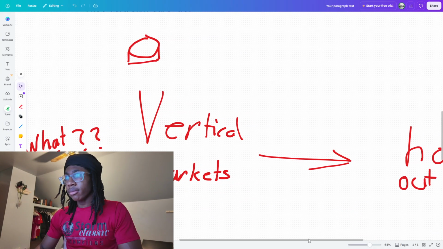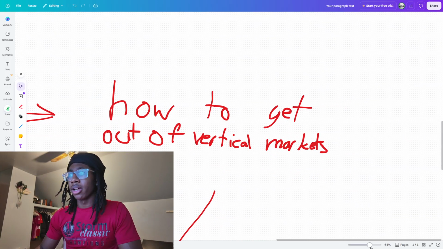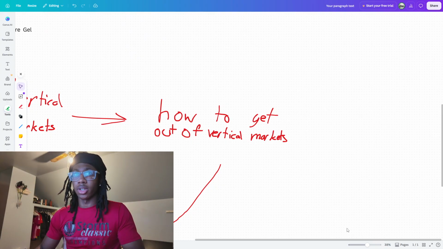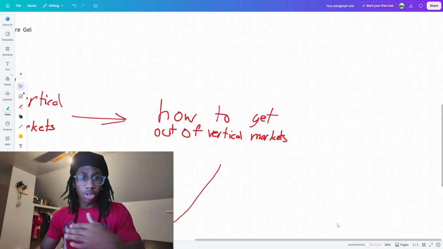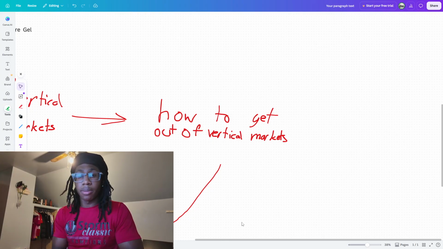So with that being said, that's how to get out of vertical markets, which I kind of broke down right here. Don't use broad terms in your marketing that you can get pulled into. Keep everything niche, keep everything targeted, because remember, your creative is your targeting. Those words you put on your ads are going to determine everything. They're going to determine, well, maybe not your CPC and stuff.